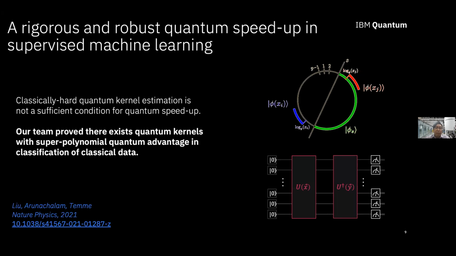Earlier this year, we did publish a paper, though, that showed, at least within the supervised machine learning space, that there is the possibility to have a really rigorous and robust quantum speedup, right? So this was based off of quantum kernel estimation, right? And the idea here really was that depending on the types of data that you might have, and it really is about the structure of the underlying data, it's possible to have quantum kernels which give a super polynomial quantum advantage in the classification of classical data.